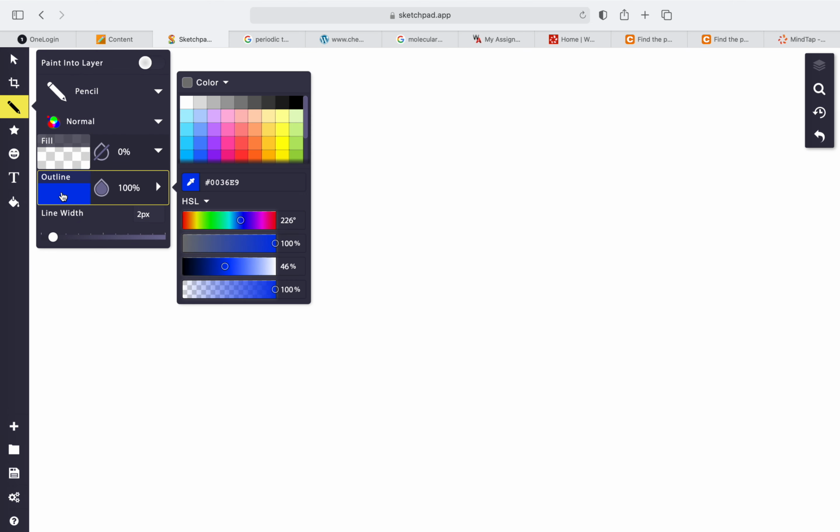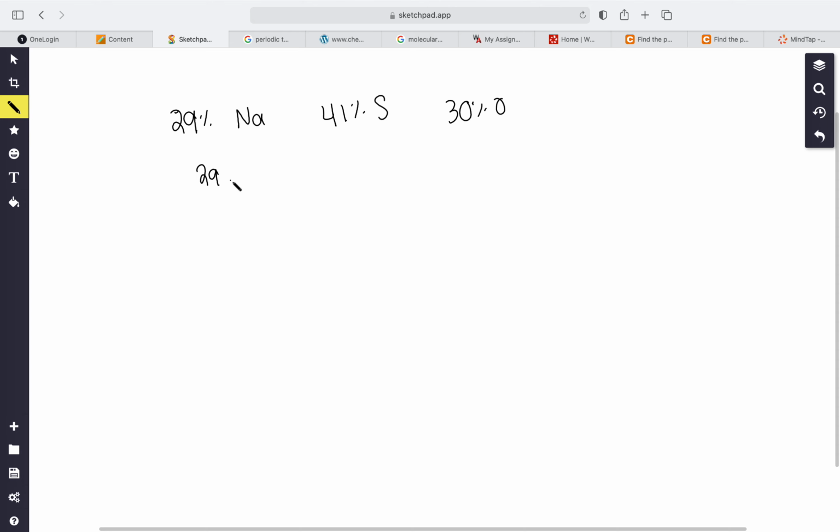This is one that we did in class today. So in class, he wrote that we had 29% sodium, and we had 41% sulfur, and then we had 30% oxygen. All right, so here's what I did. I turned this into grams, so I did 29 grams of sodium, 41 grams of sulfur, and 30 grams of oxygen.